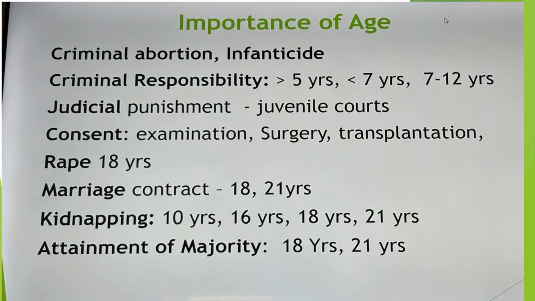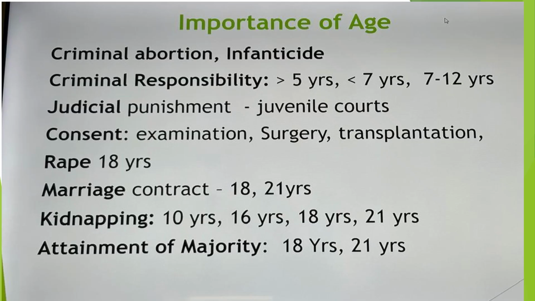Now we have the marriage contract. For a marriage contract, the girl has to be 18 years and the boy has to be 21 years or more. Okay. Then we have the next, that is kidnapping. Kidnapping comes under section 137 of the BNS. That is, to kidnap a child with an intention of taking dishonestly, if the age of the child is under 10 years, and to kidnap a minor from lawful guardianship if the age of a boy is under 16 and that of a girl is under 18 years.